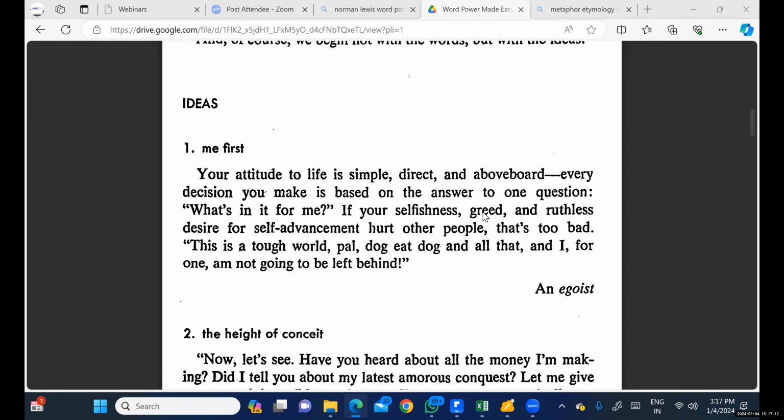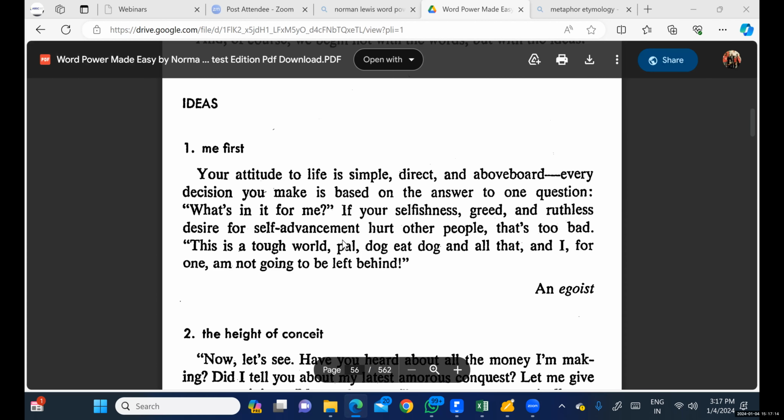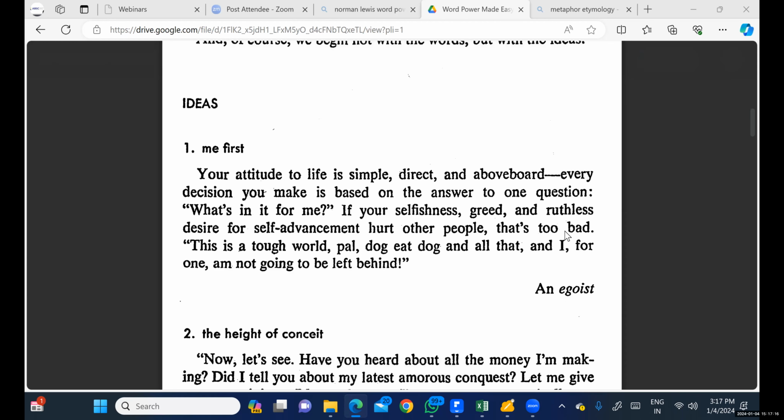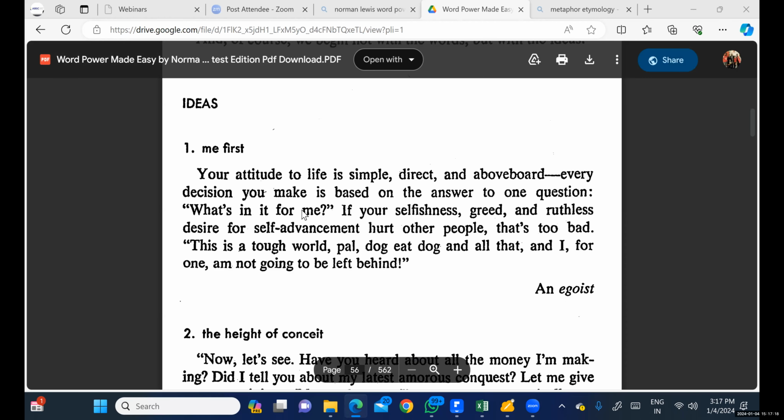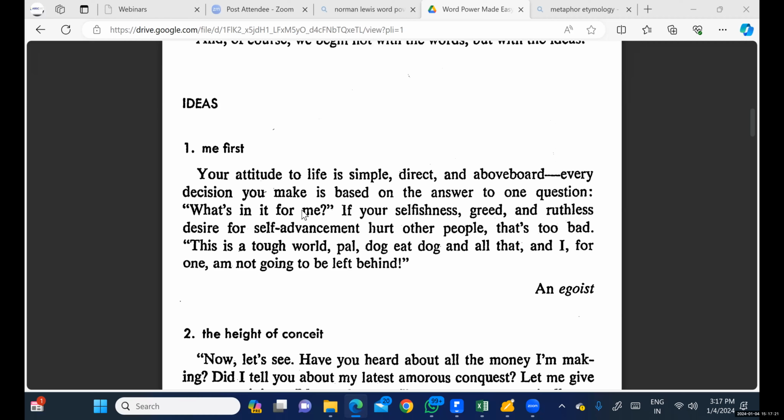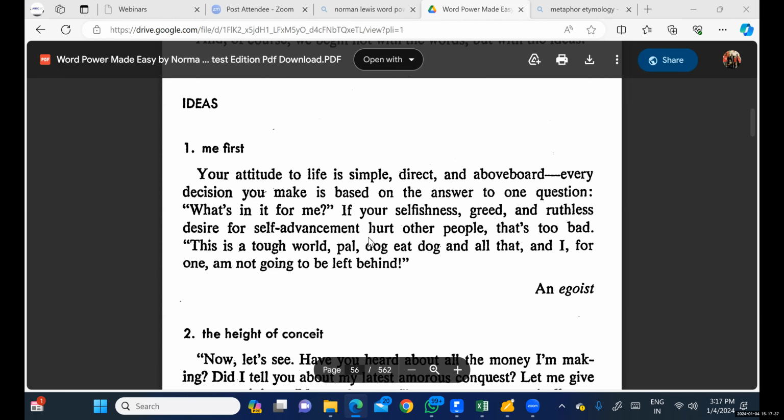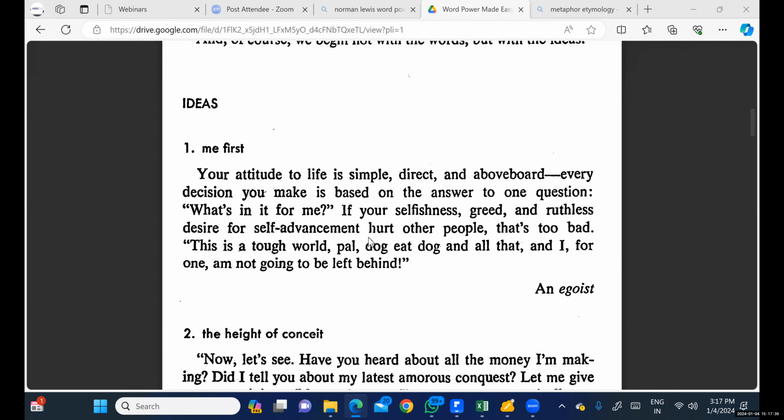If your selfishness, greed, and ruthless desire for self-advancement hurt other people, that's too bad. Now, what's in it for me doesn't mean that you become selfish. This is important from a positive point of view. But if you are selfish, if you are greedy, if you are harsh, if you are rude, and you only think of hurting others and doing things only for yourself, then that is a wrong attitude.